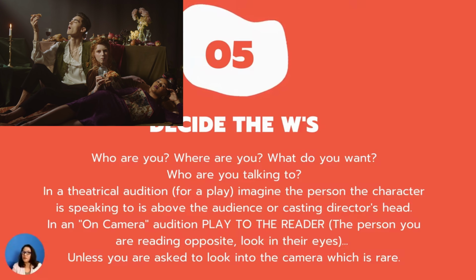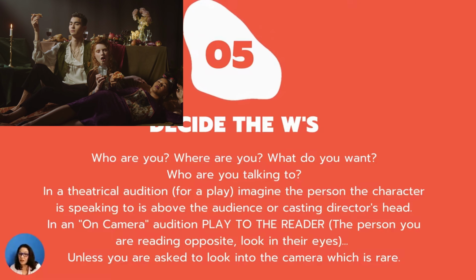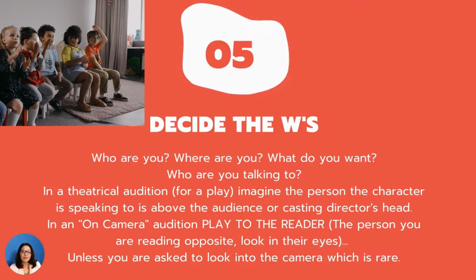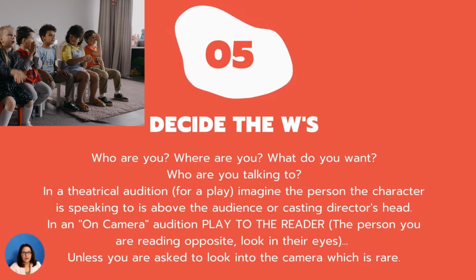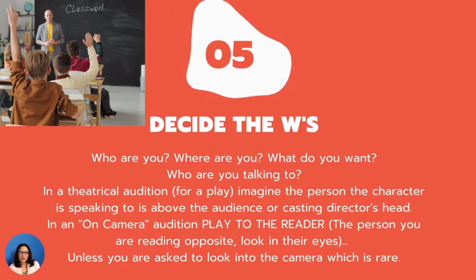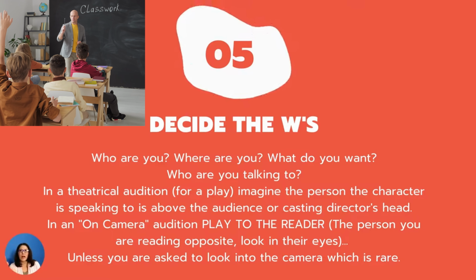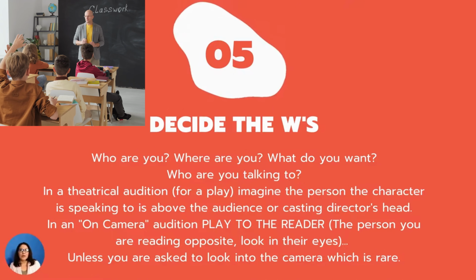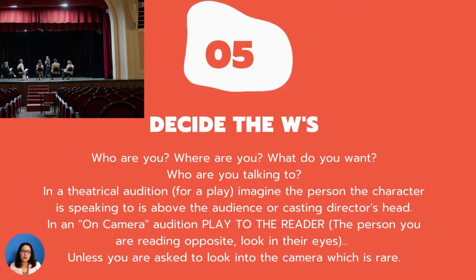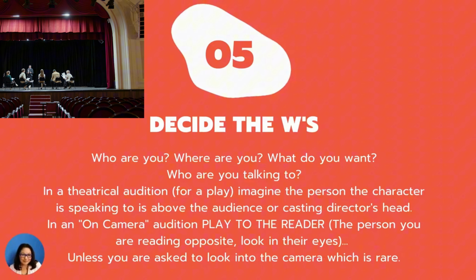Number 5, I already talked to you about this, but I'm going to tell you anyway. Who are you? Where are you? What do you want? Who are you talking to? In a theatrical audition for a play, imagine the person the character is speaking to above the audience's head. So let me rephrase that. If you are the person I'm auditioning for right now, and it's a theatrical audition for a play, I'm going to put them above your head. And I'm on stage auditioning, looking out there and seeing them. I already went over that those are called sight lines, where you look. All right? Rewind if you missed that part.